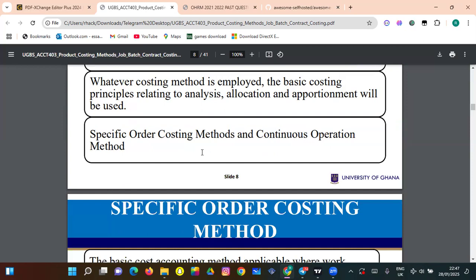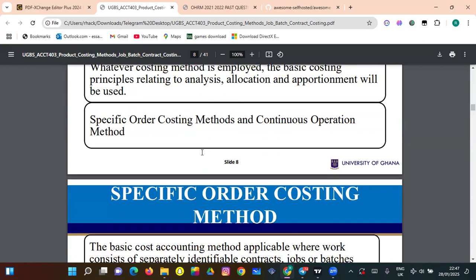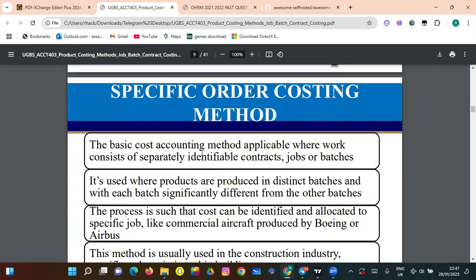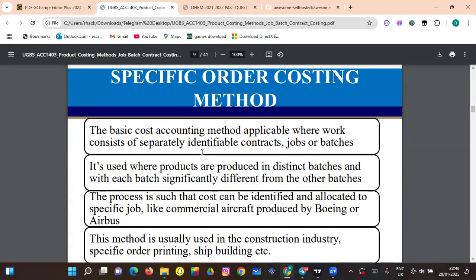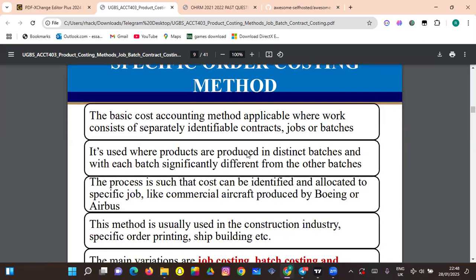Specific order costing methods and continuous operation method, right? So, specific order costing method. As I explained earlier, the specific order costing method is accumulating the cost that is attributed to what? A job, batch, or contract. It is the basic cost accounting method applicable where work consists of separately identifiable contracts, jobs, or batches.